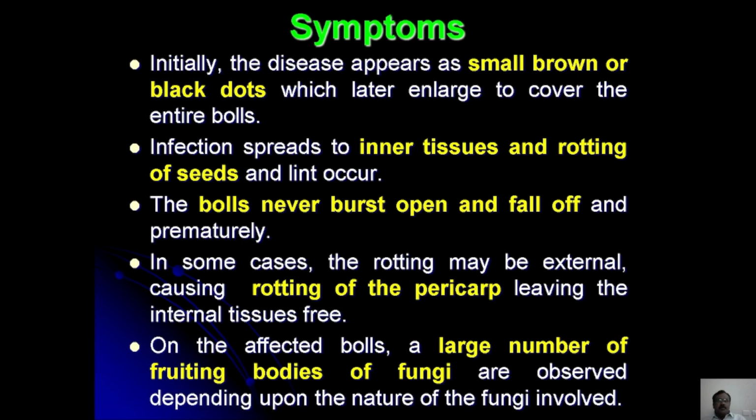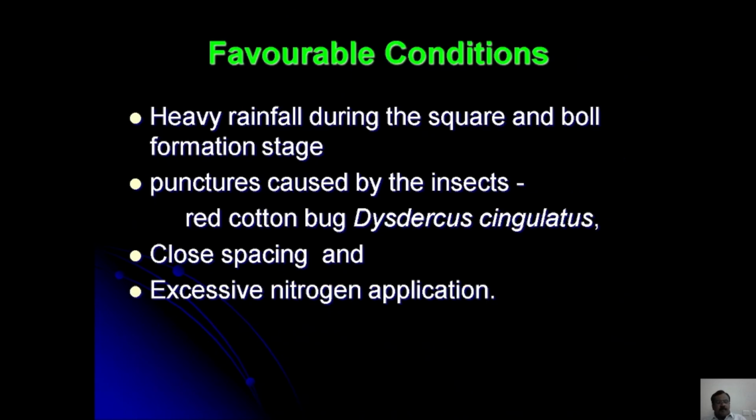Initially it produces small brown or black dots on the bolls, and later it covers the entire boll. The internal tissues are rotten, and hence the seeds are also rotten, and the bolls will never burst open and they fall off, or sometimes it results in immature opening of the infected bolls. The rotting starts from the pericarp and enters into the boll and causes complete internal damage. A large number of fruiting bodies of the fungi are produced in the internal portion of the infected bolls.